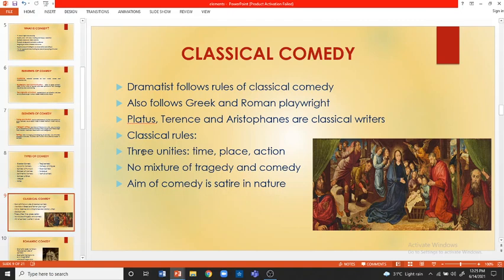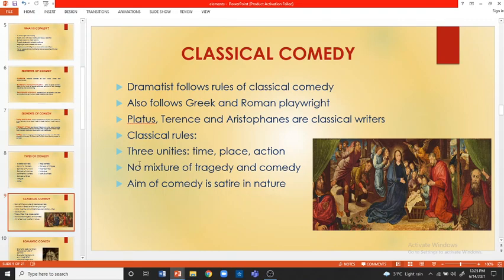And one more rule of classical comedy is that ancient Greek or Roman playwrights or writers never mixed tragedy and comedy with each other. For them, tragedy is tragedy and comedy is comedy. Look here. For the ancient Greek and Roman writers, tragedy is tragedy, comedy is comedy. There is no mixture or mingling of tragedy and comedy.